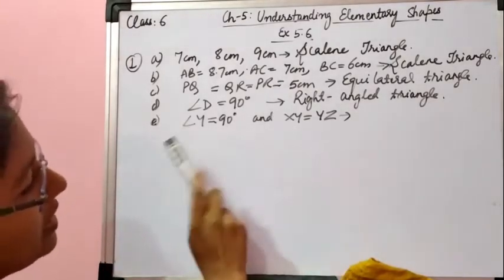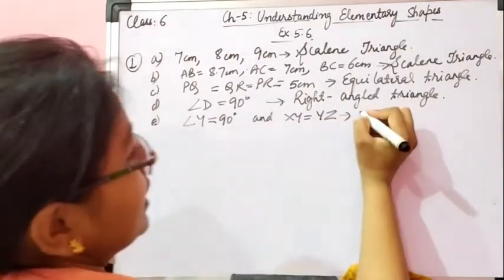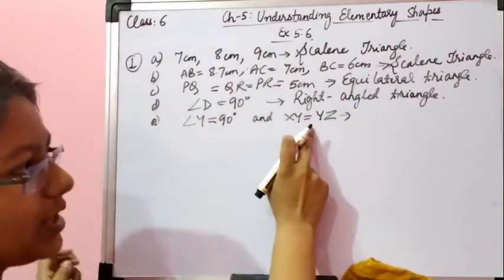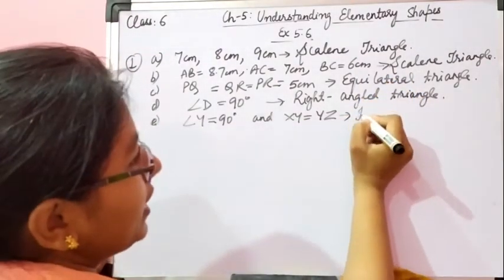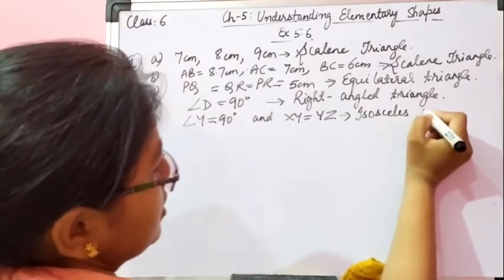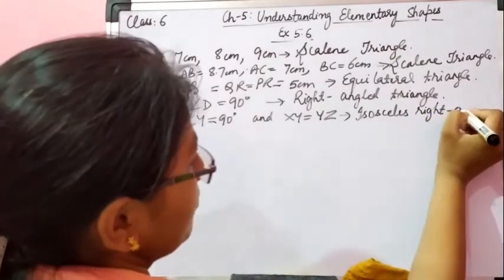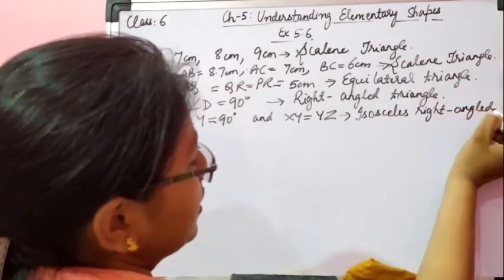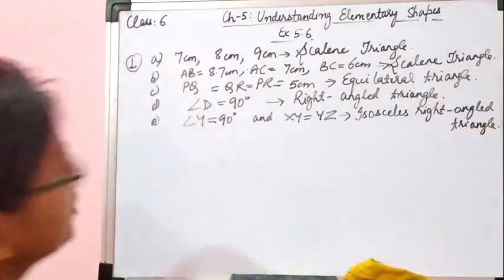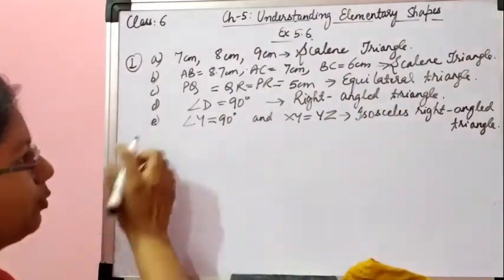In this we have to classify on both bases, angle and sides. On the basis of angle it is a right angle triangle, on the basis of sides it is isosceles. So what will I write? Isosceles right angled triangle. Okay, isosceles right angle triangle. It is isosceles and it is also right angled, both things.